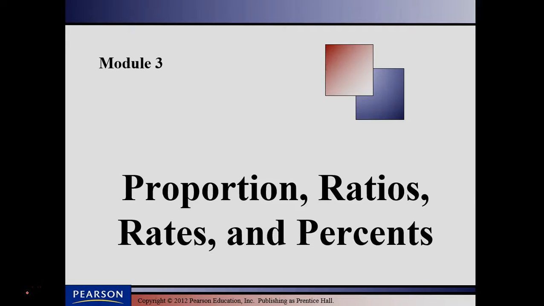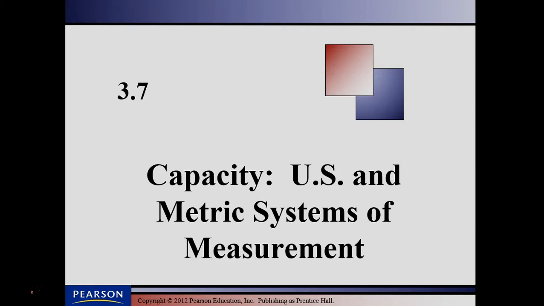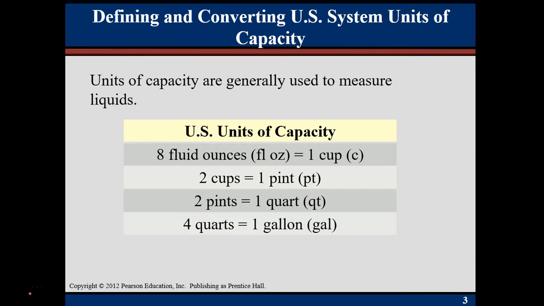Module 3, Proportion, Ratios, Rates, and Percents. This is Section 3.7, Capacity, both U.S. and metric systems of measurement. When you're talking about capacity, you want to think about fluid ounces. So this is like what you would measure your soda and your juices and gas and liquids.